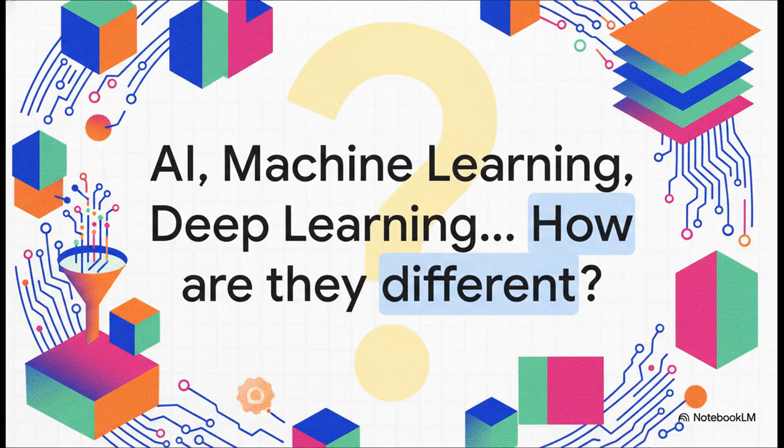So you've heard them everywhere, right? Artificial intelligence, machine learning, deep learning. And a lot of the time, they're used like they're the exact same thing. But are they? Let's dive in and get this sorted out, once and for all.